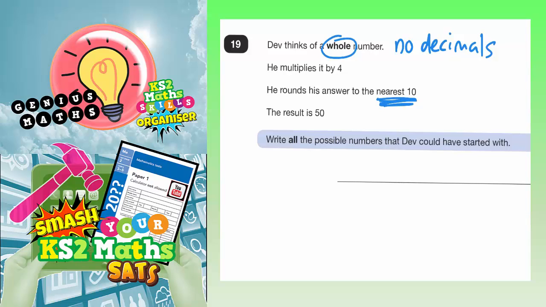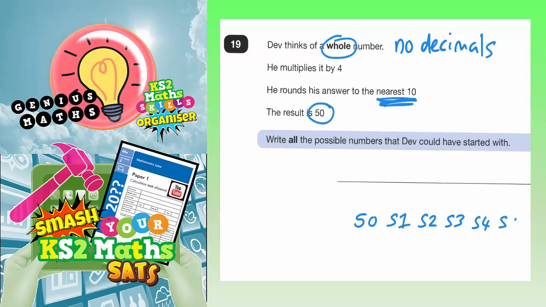Well, we need to sort of work in reverse here. So if he's rounded to the nearest 10 and he's got 50, then let's think about all the numbers that could be rounded to the nearest 10 and come out with 50. Well, 50 to the nearest 10 would obviously be 50. 51 would round down to 50. 52 would round down to 50. 53 would round down to 50. 54 would round down to 50.